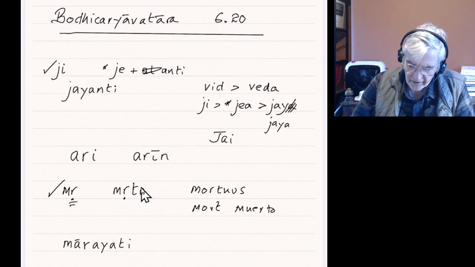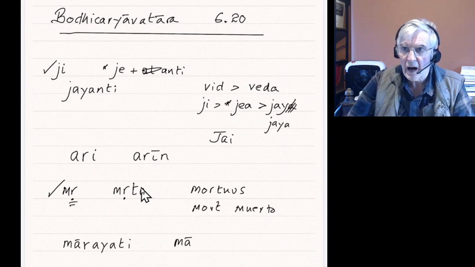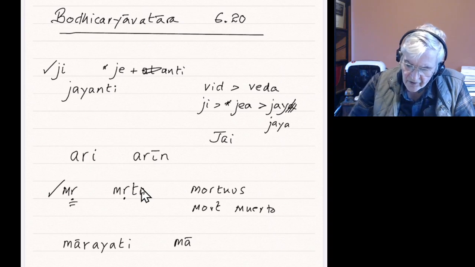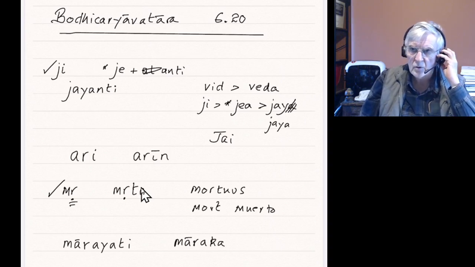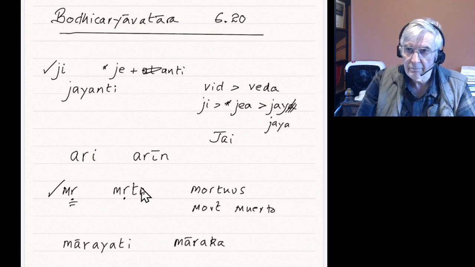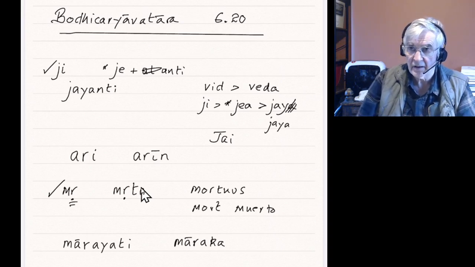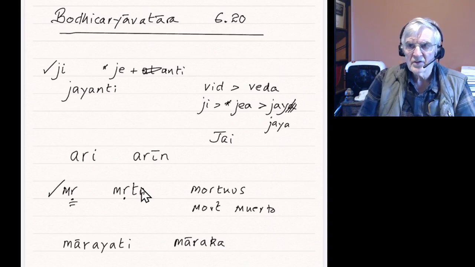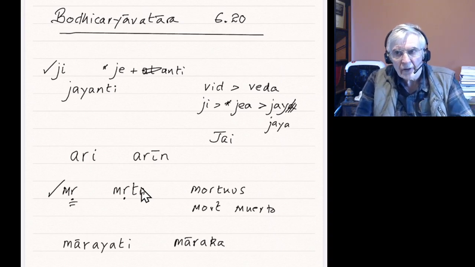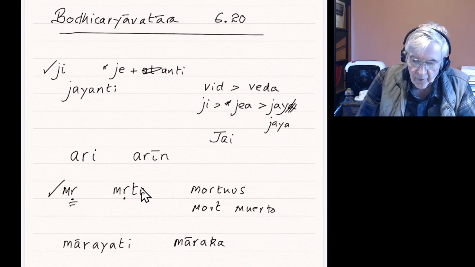From that same extended root mara, you get maraka. By the way, the demon Mara just means the killer. So maraka is an agent noun from the root mri, causative form mara. So maraka just means a killer of something. So if you are a mritamaraka, you're a dead killer. No heroism in that. You're killing something that's already dead.